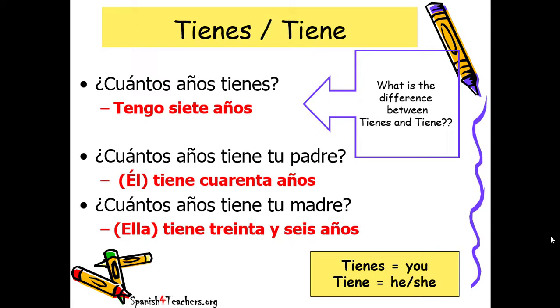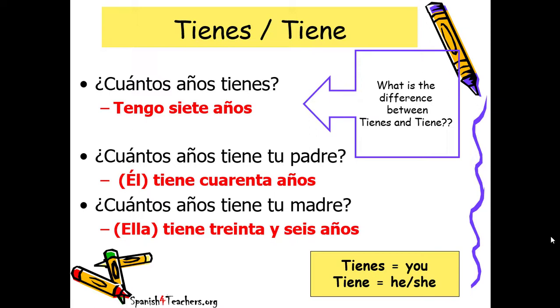In the third example, ¿Cuántos años tiene tu madre? Okay, again, remember, let's translate the question. ¿Cuántos años? How many years? Tiene tu madre? Are we talking to the mother or are we talking about the mother? Well, in this case, we're talking about the mother. Tu madre, your mother. So since we're talking about her, it's the third person conjugation or use of the verb tener. Ella tiene.